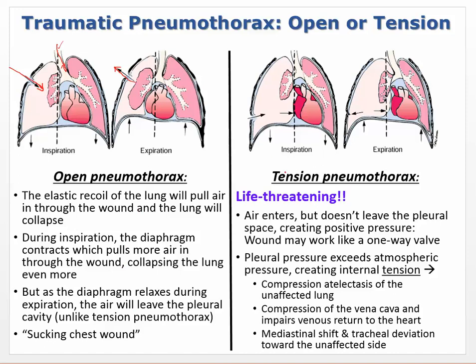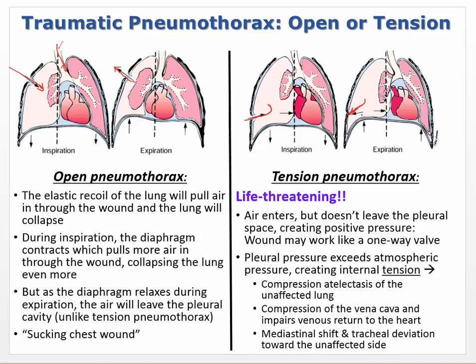However, with a tension pneumothorax, it's not really open. It's kind of open because the air is moving in, but the trouble is when the air goes to move back out again, there could be a flap of skin or something working kind of as a one-way valve. During expiration, you've got positive pressure, with your diaphragm moving up, reducing the size, but the air can't escape. Well, that air's in there.